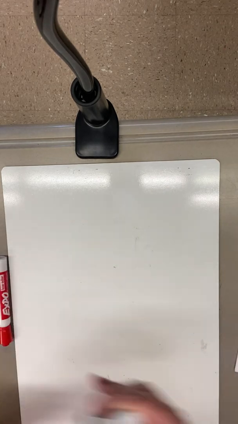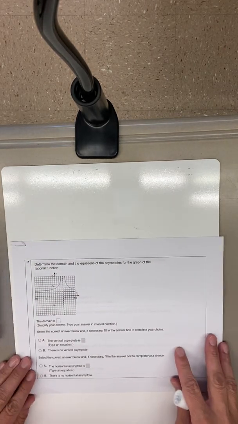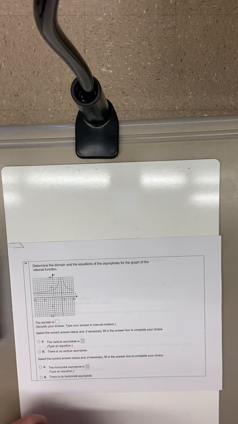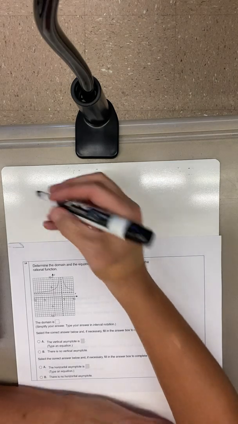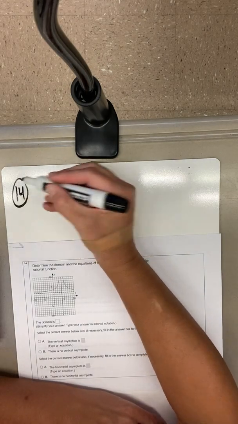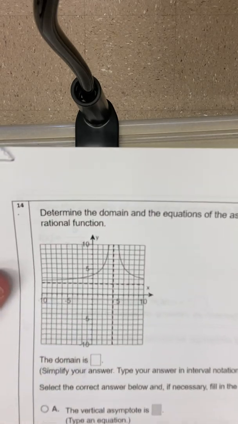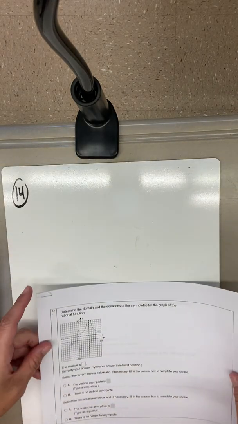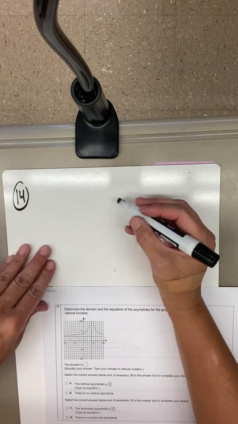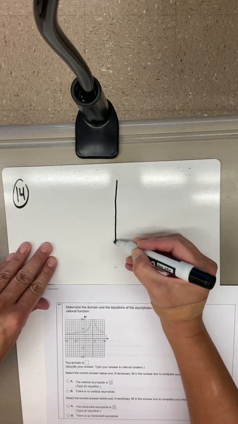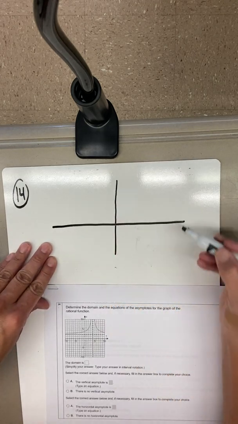Okay, question 14. It says determine the domain and the equations of the asymptotes for the graph of the rational function. Watch your mouth, asymptotes. Okay, so they give me this graph, and I don't know if you can see it. I'm going to attempt to redraw it to make it bigger where we can talk about it. Well, I'm talking, you're just listening. Sorry about that.